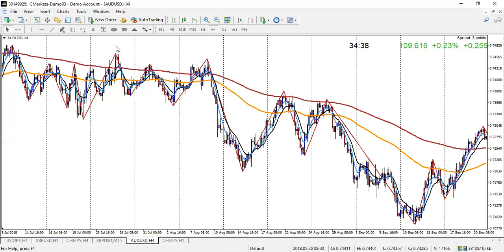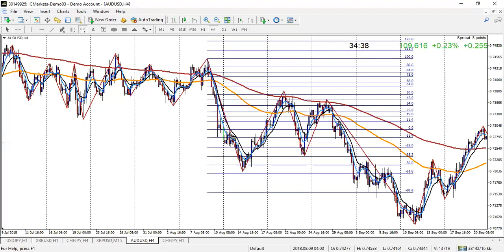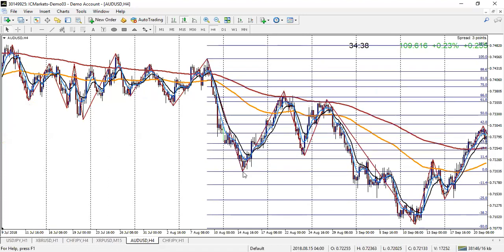I'm going to use this because this was a major move. I'm going to get my Fibonacci, and I go from the top of that movement, always left to right, down to the bottom. As I've drawn the Fibonacci, let me explain. I actually have different numbers on my Fibonacci than the average person, and I use these numbers to help me identify the support and resistance zones.